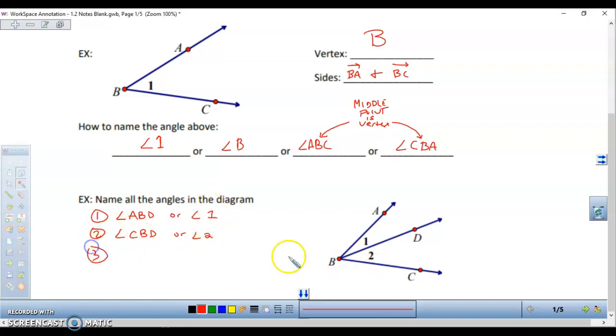But there's also another angle there. There's this big one that contains both. It's the whole angle. And so I can call that angle ABC, or I can call it angle CBA. But there is no number that represents that one. So I'd have to name it using 3 letters. And I can't call that any of those angles. I cannot call them angle B, because I wouldn't know which one you're talking about. Because there's 3 angles that have B as the vertex. So I have to be a bit more thorough. So I'm going to call this angle ABC. So those are the 3 angles that I see in that diagram.